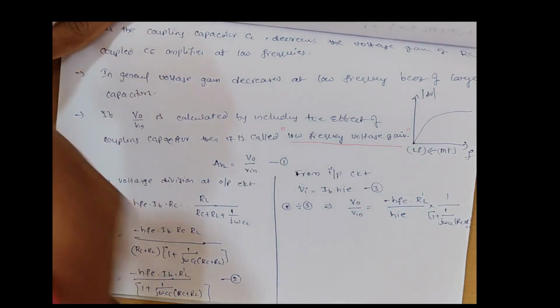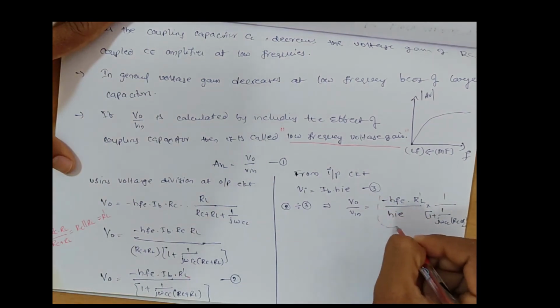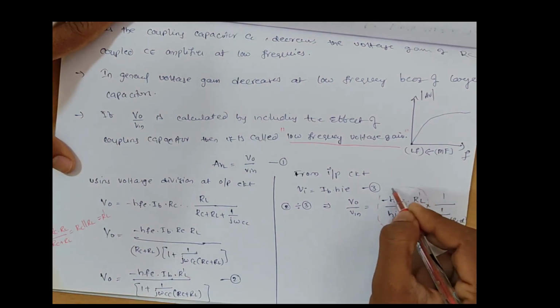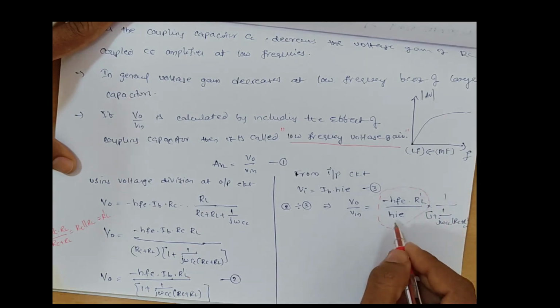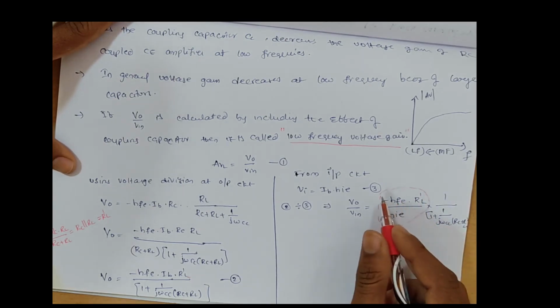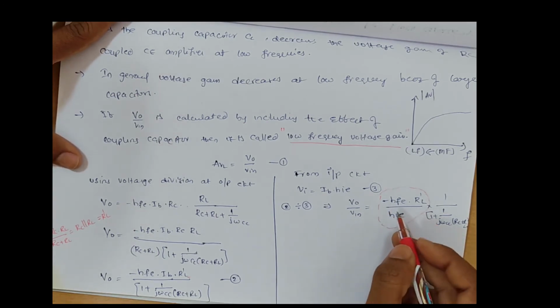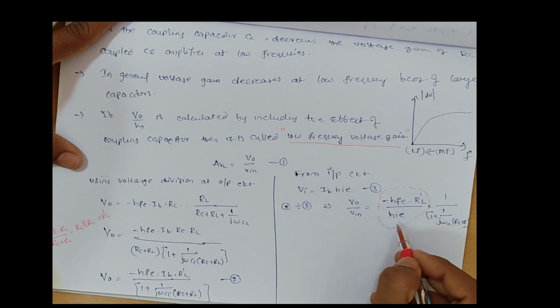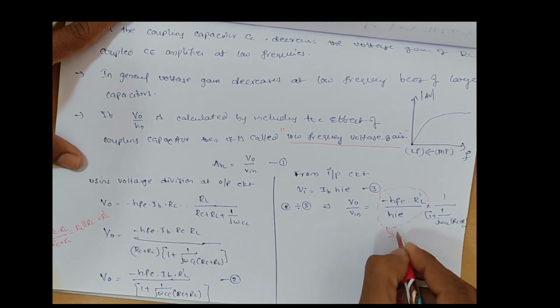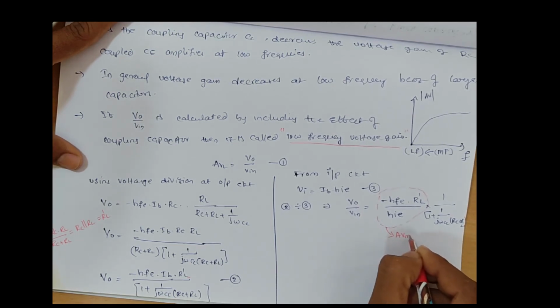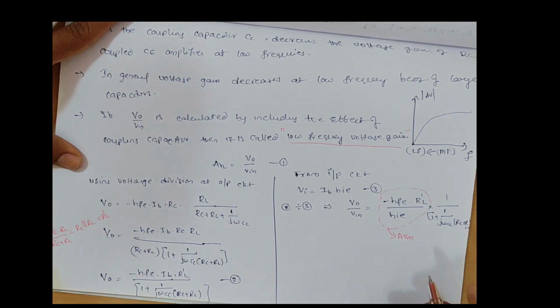Can you write this is a voltage gain? Yes or no? So this is the voltage gain at mid-band frequencies. We already derived this one: voltage gain minus hFE into R dash L by hIE. So it is the voltage gain at mid-band frequencies. That's why I am writing it as AVM.